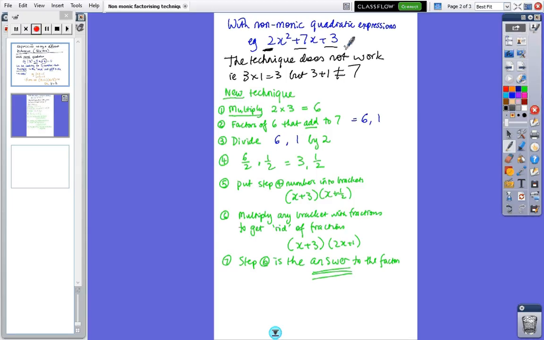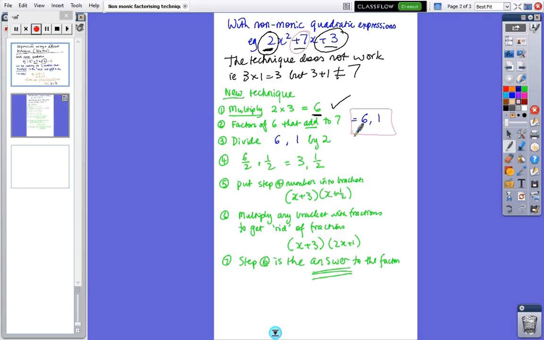So in this new technique, which I've seen before, what you do is you take the first and last term, and then you multiply those two numbers together to get a new number. Then this new number is 6. Now we look back at the middle term, which is 7. So what two numbers multiply to give 6 and add to give 7? The answers are 6 and 1. 6 times 1 is 6, and 6 plus 1 is 7.